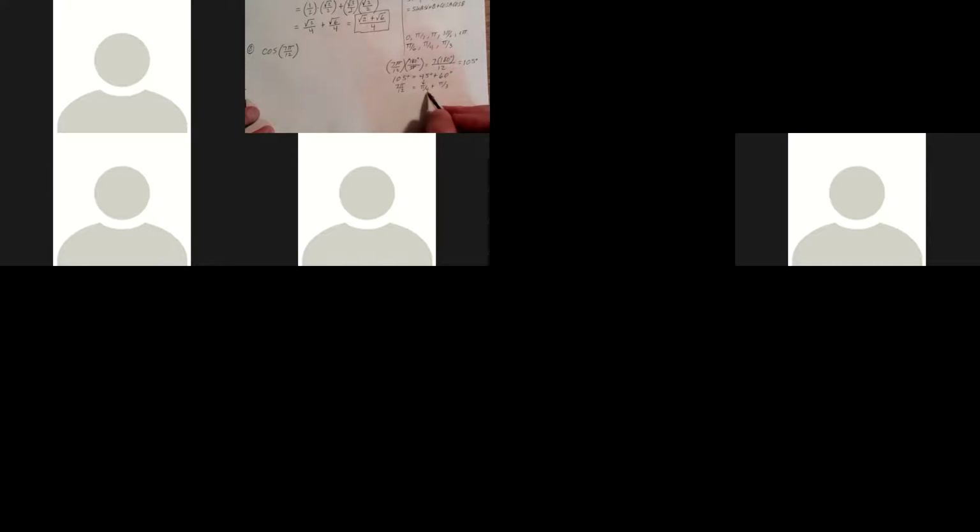You buy that? Common denominator of 3 and 4 is 12. So 7π/12 had better be equal to an equivalent fraction of π/4 multiplying top and bottom of this fraction by 3 gives us 3π/12. Multiplying top and bottom of the second fraction by 4 generates 4π/12. And you can clearly see then that 3π/12 plus 4π/12 is 7π/12. So 7π/12 is the sum of π/4 and π/3 radians. Therefore, this can be rewritten as the cosine of π/4 radians plus π/3 radians.